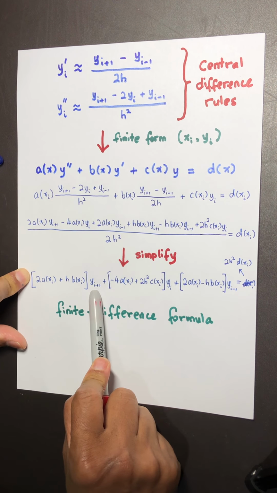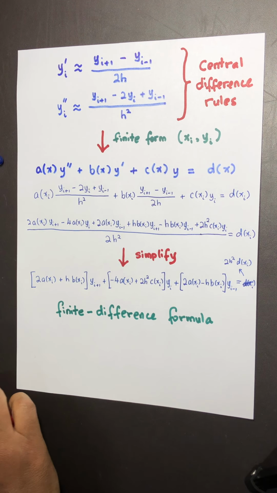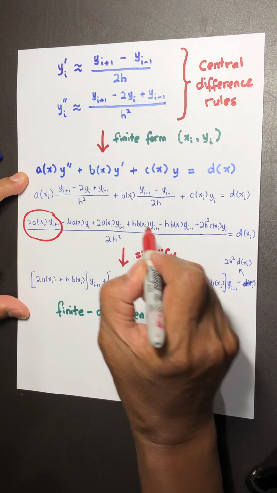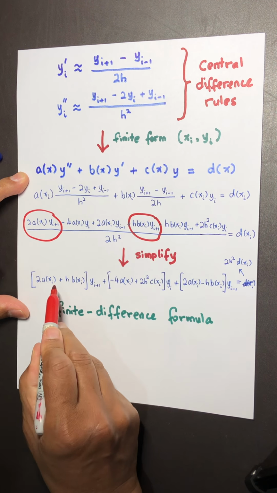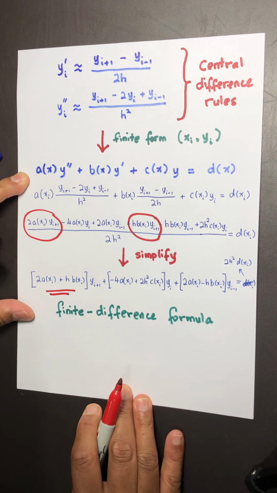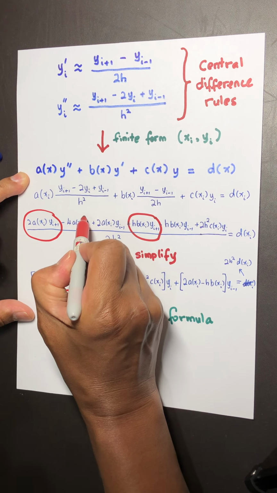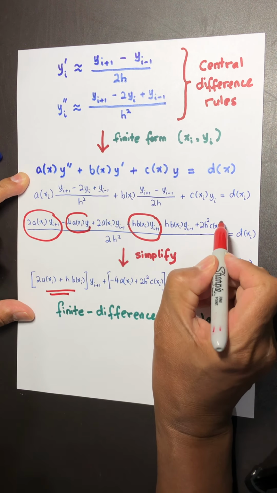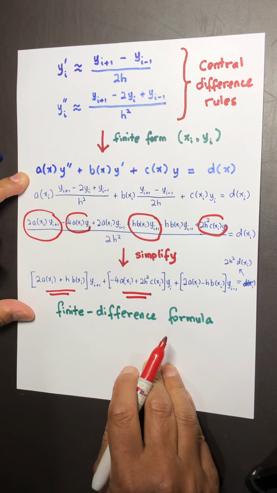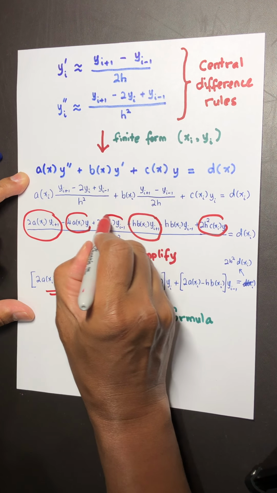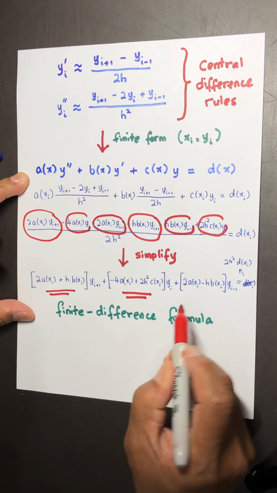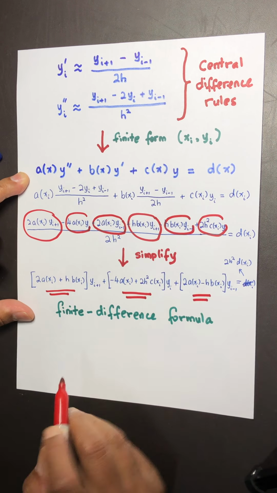So yi plus 1 involves this one here and this one here. We group them together. This is what we get. Next is yi. This is the first one. And this is the second one. We group them together. This is what we get. And the third one is yi minus 1. This one here and this one here. We group them together. This is what we get.